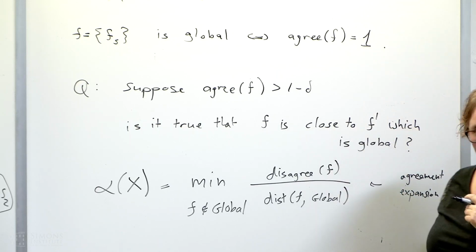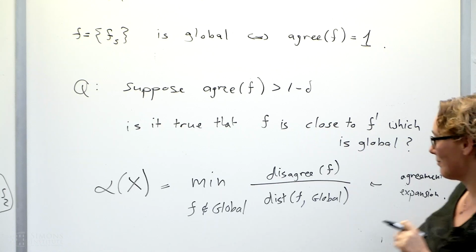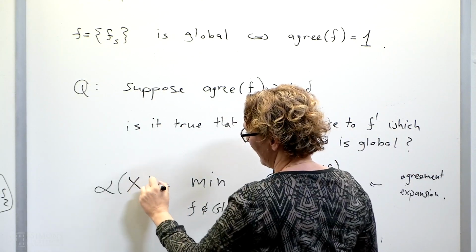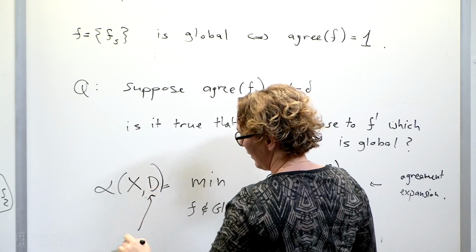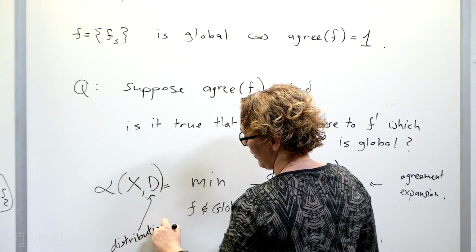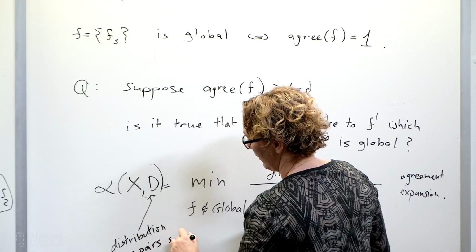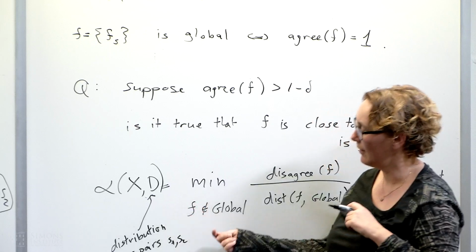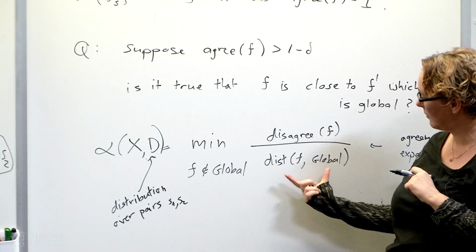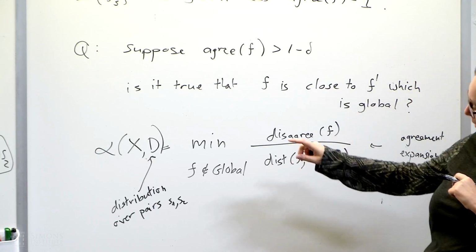It seems like you want to define alpha to be a function of X and D. In some sense, X are the vertices and D are the edges. That's right. And this D is the distribution over pairs S1 and S2. And then the distance of f from global would be measured under the marginal of D. That's right.